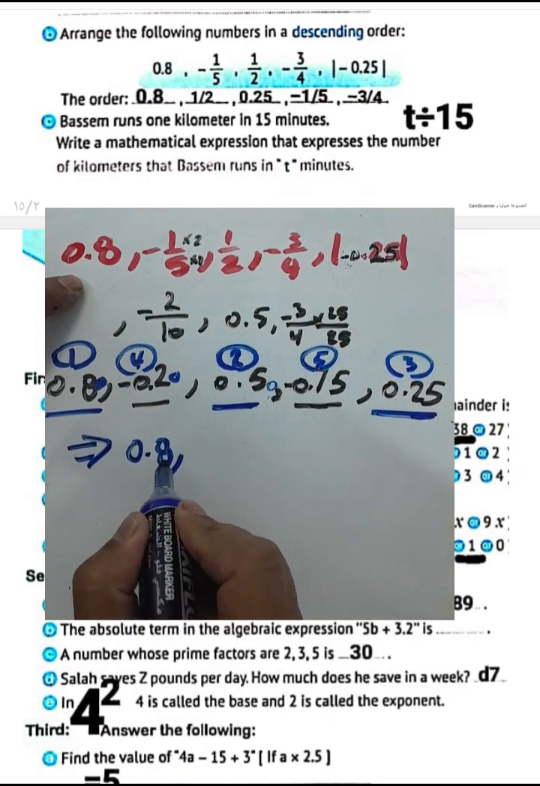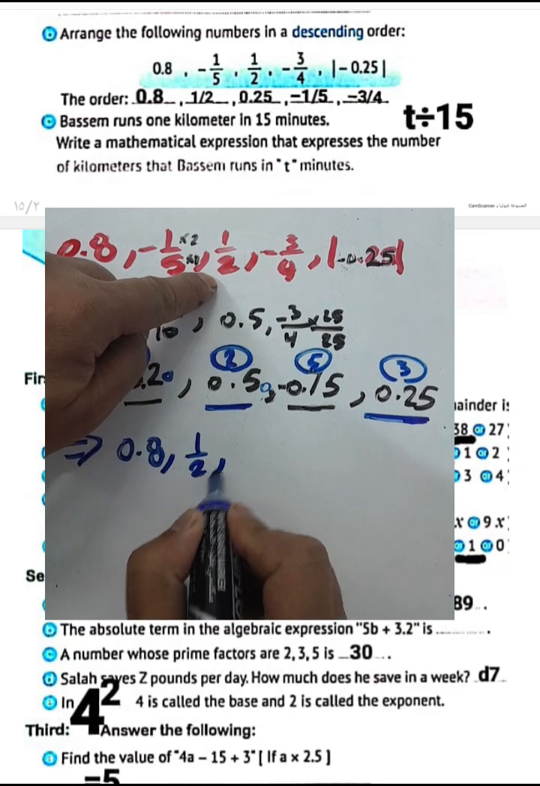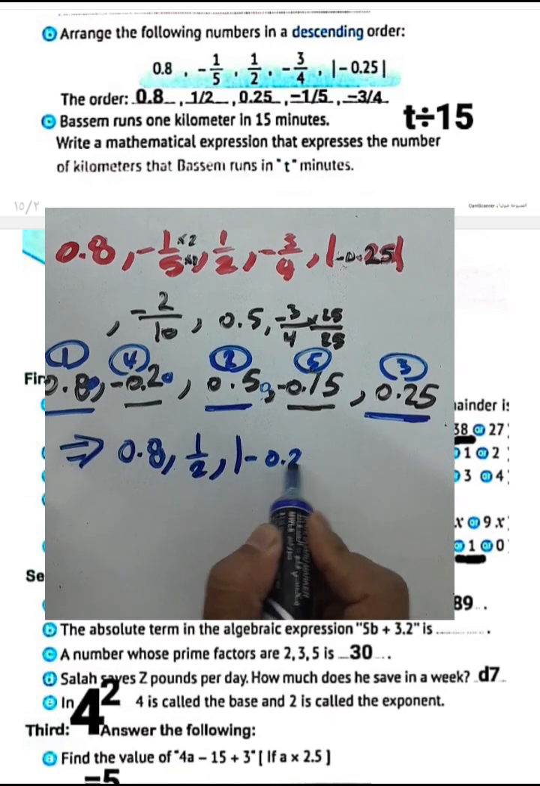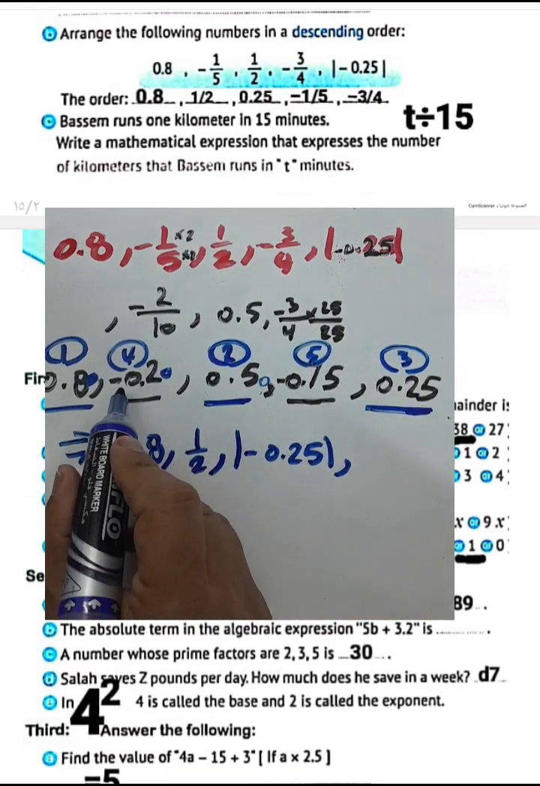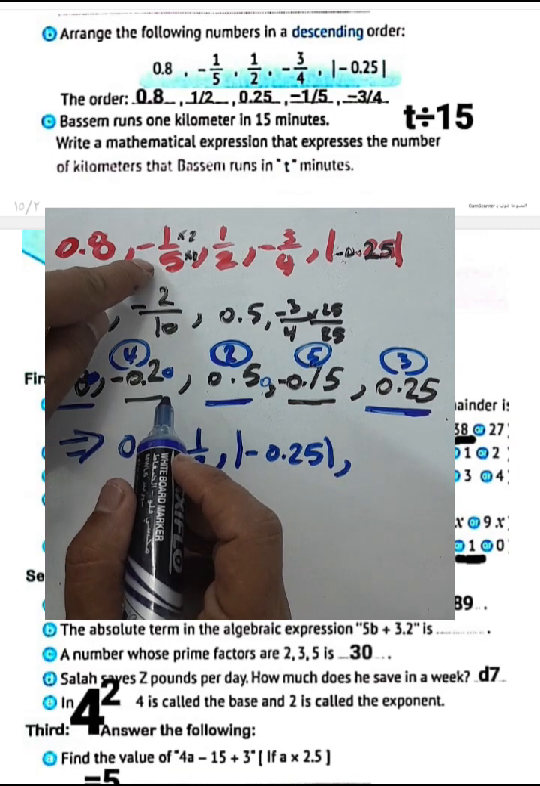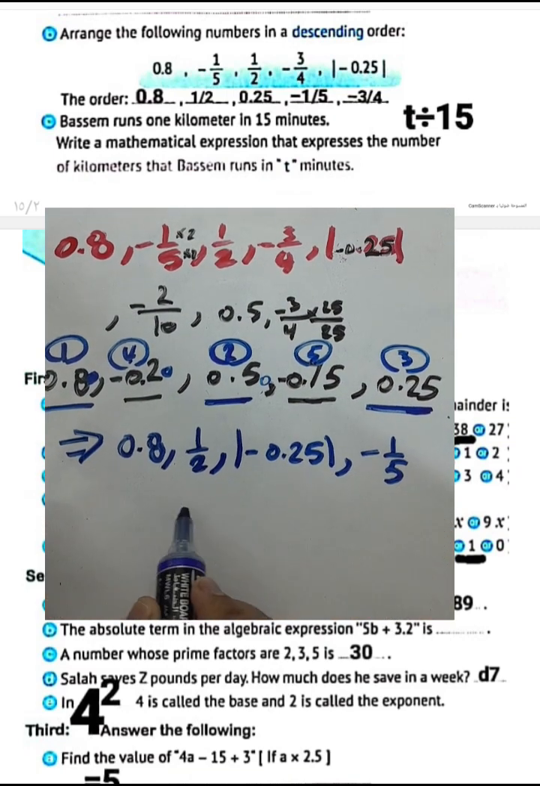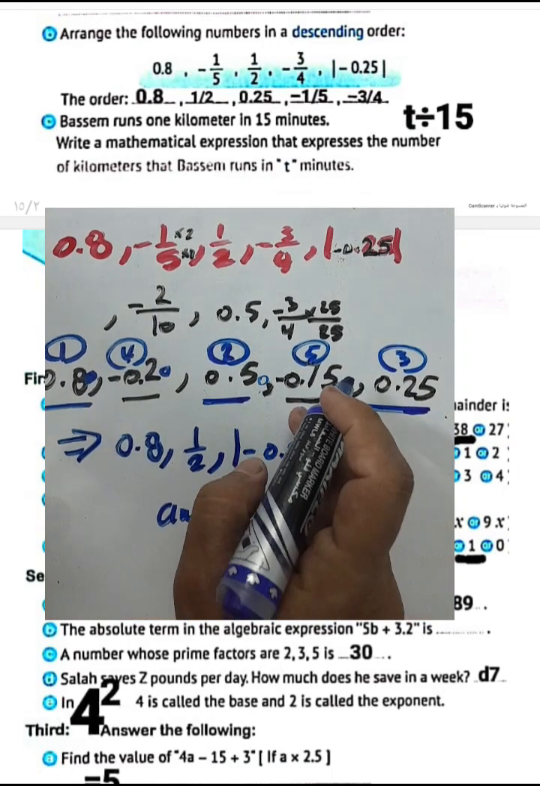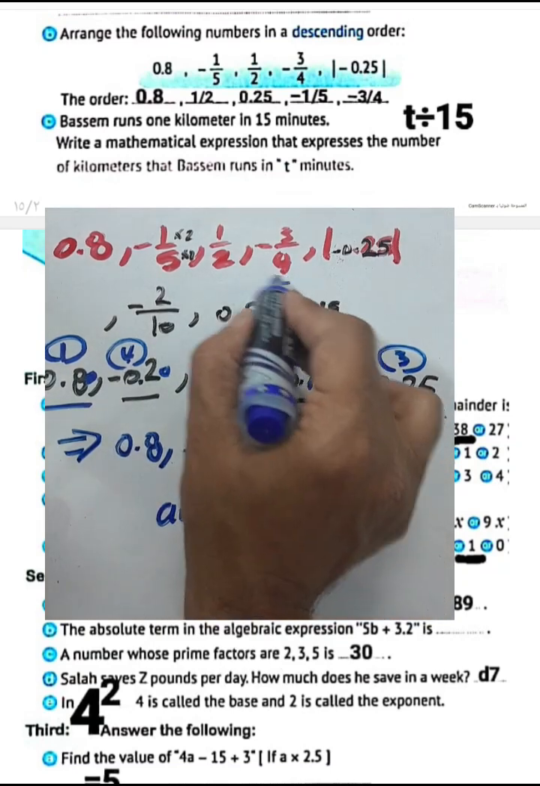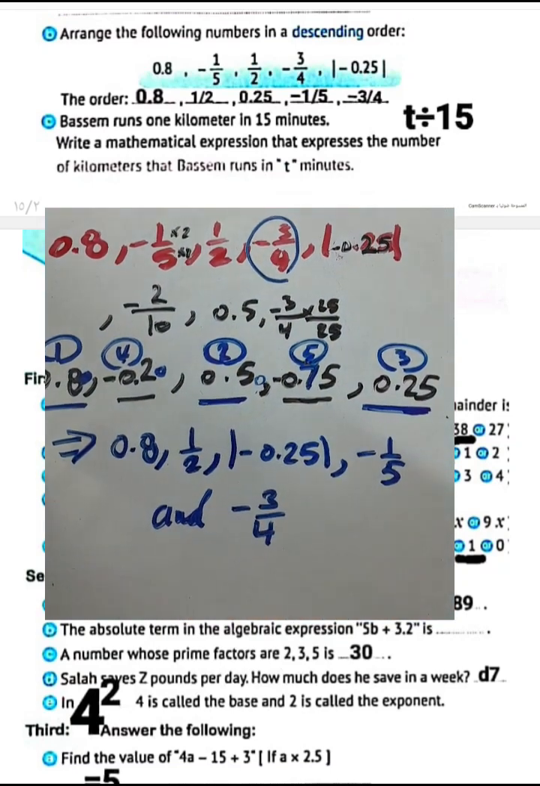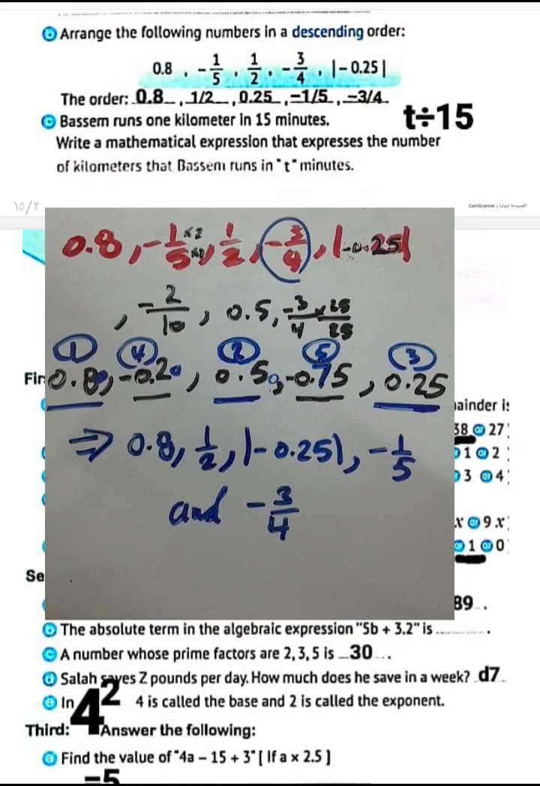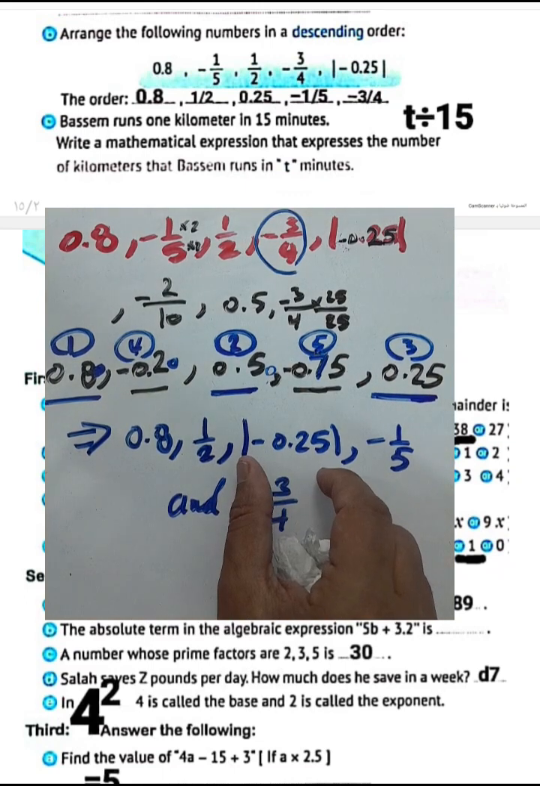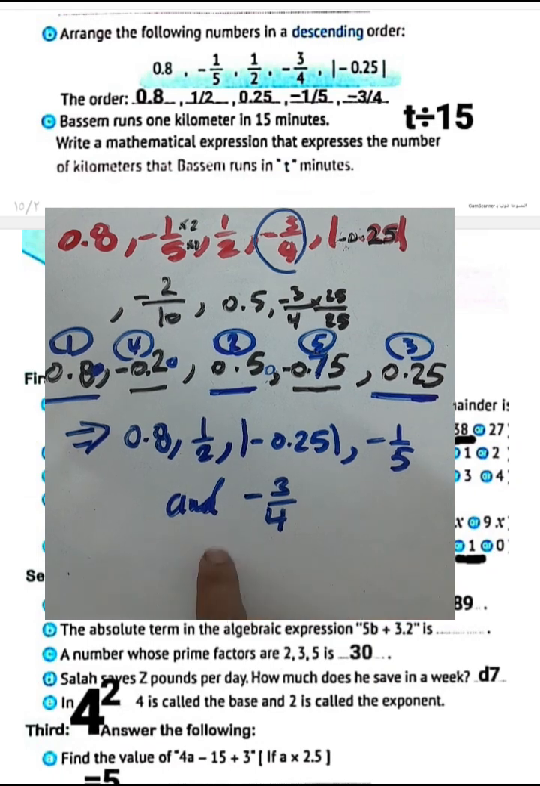0.8, the first number. Number 2, 1/2. Number 3, 0.25, right here, the absolute value of negative 0.25. Number 4, negative 0.2, it will be negative 1/5. And last one here, number 5, negative 75 hundredths, it will be negative 3/4. Okay, it's arranged in descending order from greatest to smallest: 0.8, half, the absolute value of negative 0.25, negative 1/5 and negative 3/4.